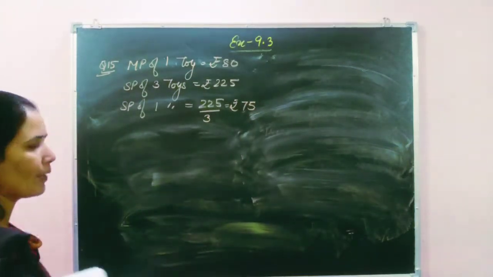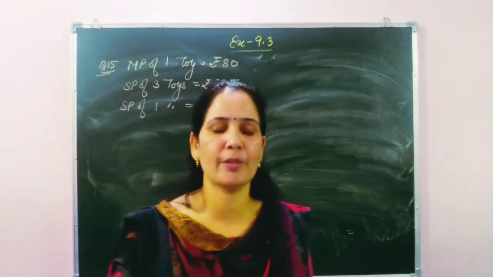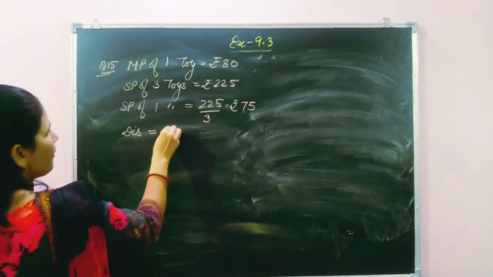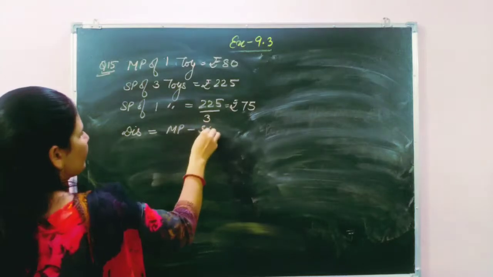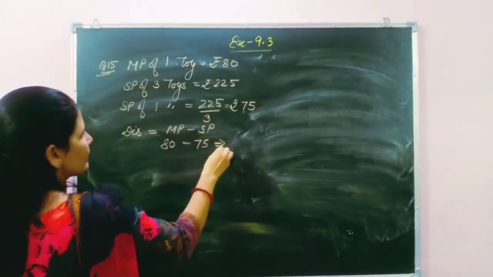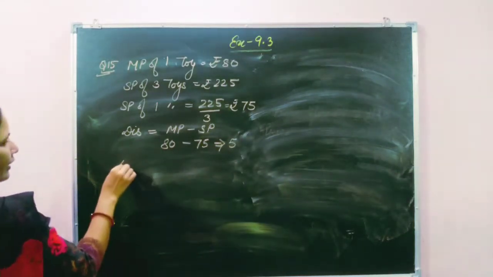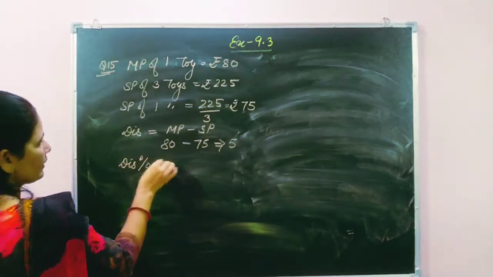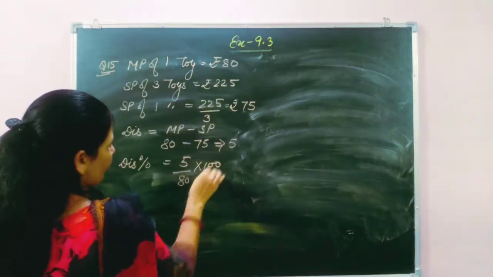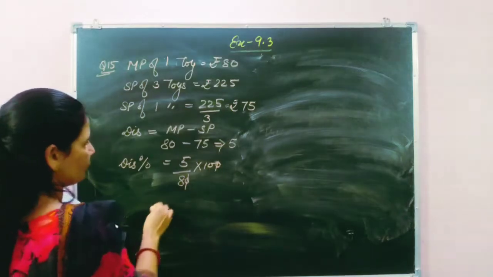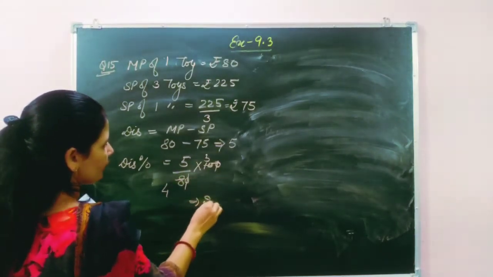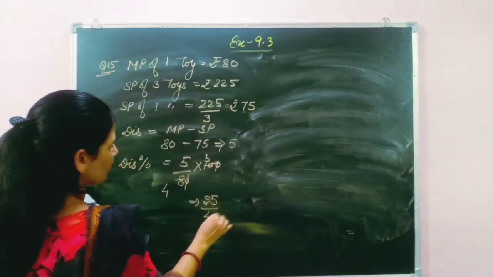Students, we have the mark price and the SP also. So can we find out the discount? Yes, the discount is mark price minus selling price. Mark price 80, selling price 75. That means the discount amount is rupees 5. And if we find the discount percentage, then 5 divided by 80 multiplied by 100. 2 4s are 8, 2 5s are 10. That means 25 by 4%.